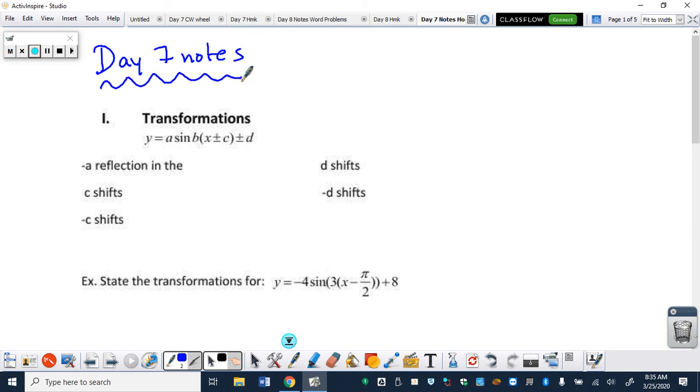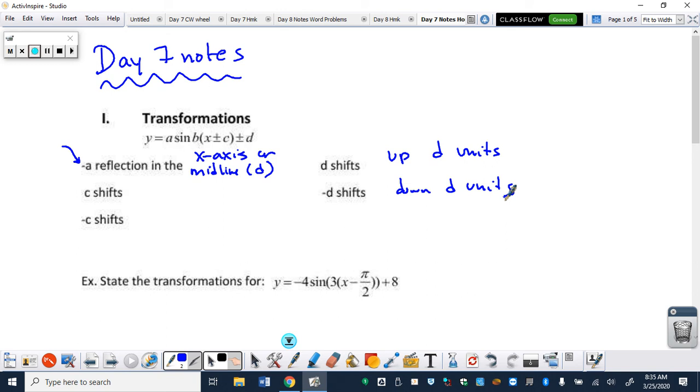We need to pick apart the equation, find out what the letters A, B, C, and D represent, what they stand for, what kind of transformations are occurring in our trig equation. The negative in front of the A means there's a reflection in the x-axis or the midline, which is the D value. And the D value tells you there's a shift of either up D units, or if it's a minus D, it'll go down D units.